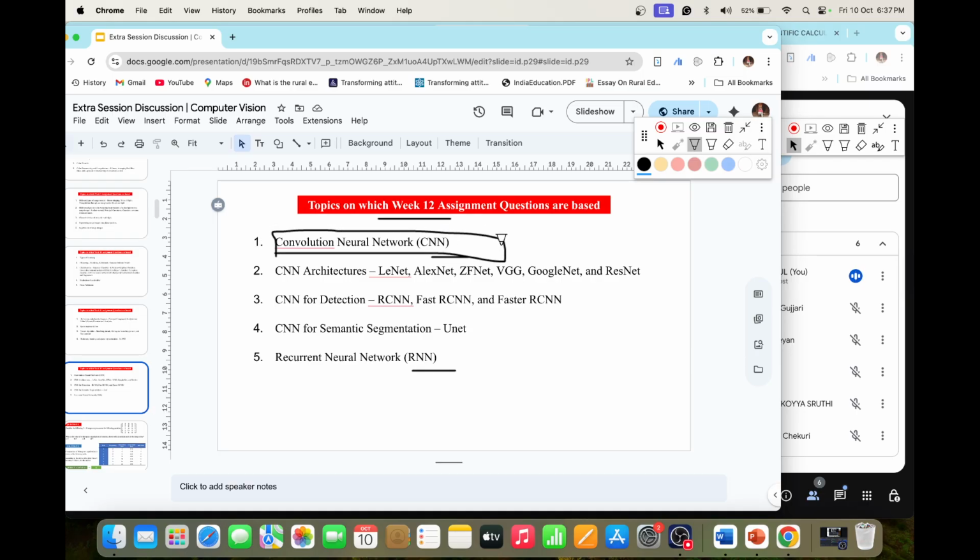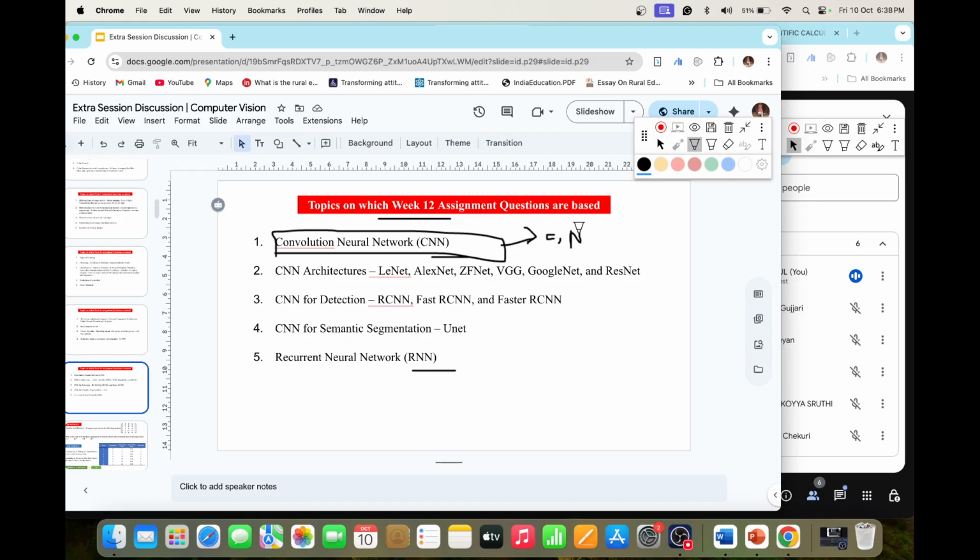CNN is a vast topic, and you can easily expect some questions, both conceptually as well as numerically, like what are the different output dimensions. If you are given an input dimension and the convolution filter dimensions, then you just have to calculate what the output dimensions are. So that question is very important, so please go through that.